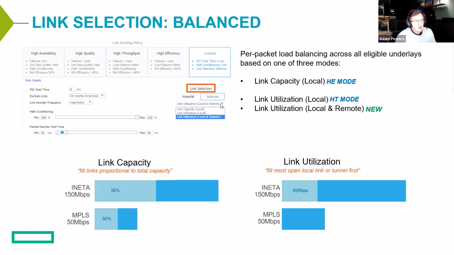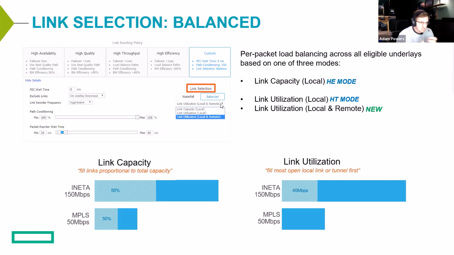So HE mode used link capacity, and the idea there is you fill the links proportionally to the total capacity. If you had 150 meg and a 50 meg like you see here, it starts out by filling the two links, just loading them up proportionally to the size of the link. So it's basically trying to keep the percentage utilized on both links at the same number. So they're both at 50%, for instance. And that's what HE mode does, high efficiency.